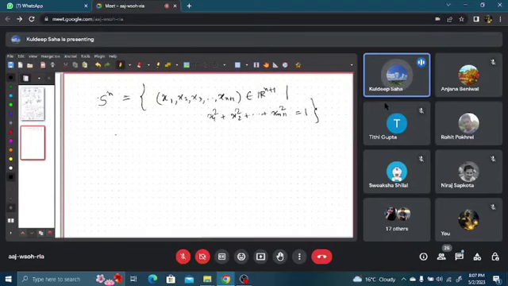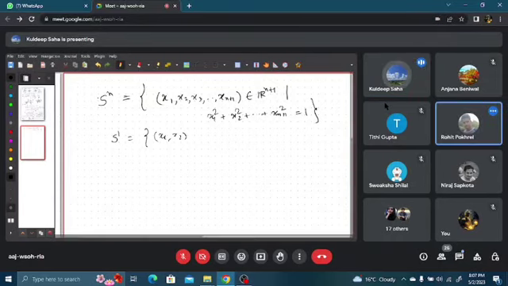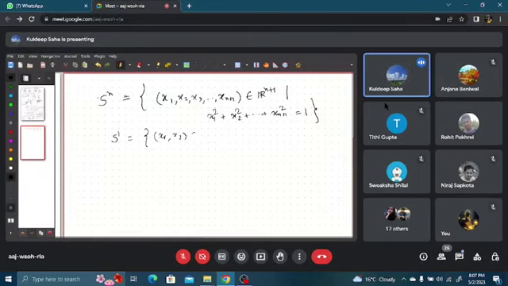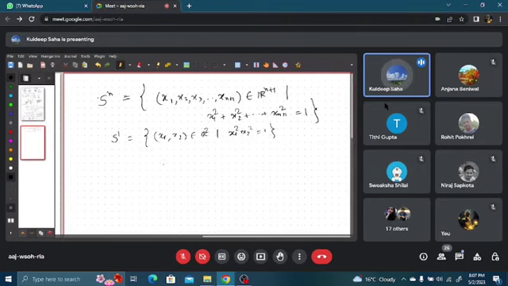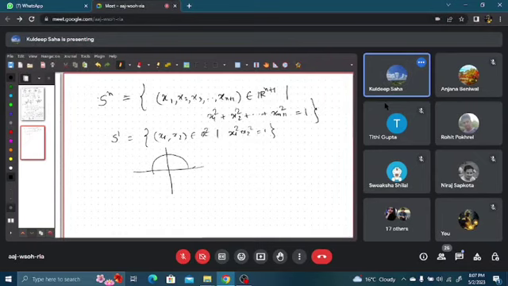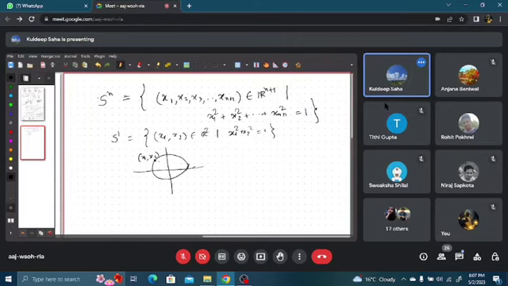So in particular, S1 is just x1 squared plus x2 squared equals 1, right? So here you have S1 sitting inside R2. If you have a point on S1 that I call (x1, x2), then the antipodal point of this is just (minus x1, minus x2). Right? Okay.